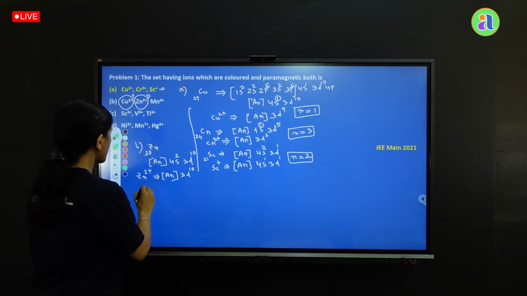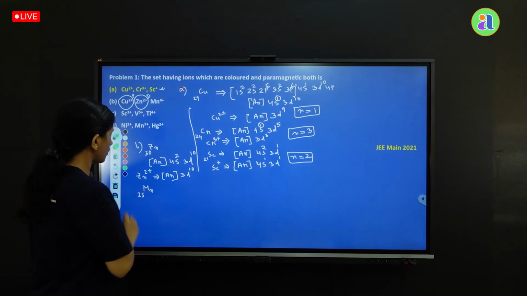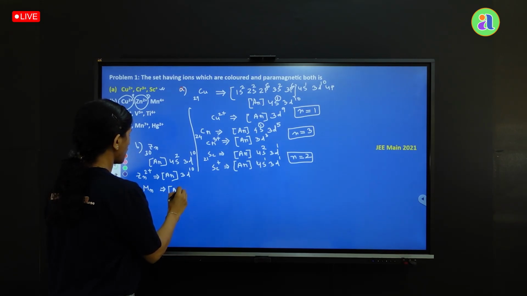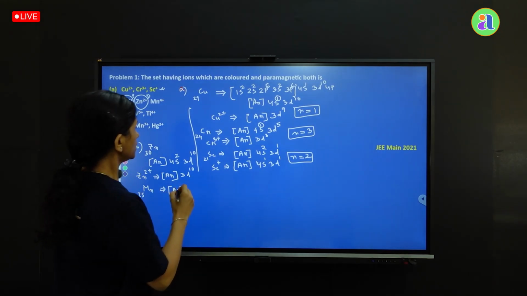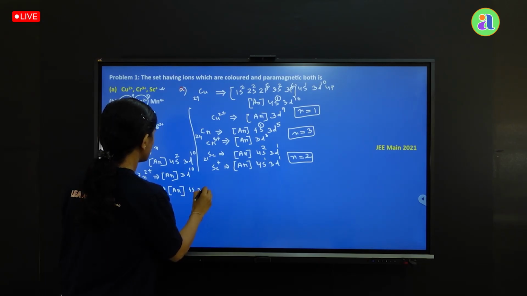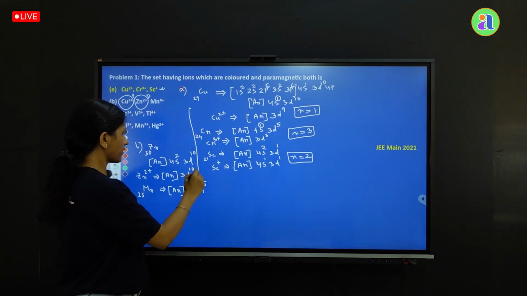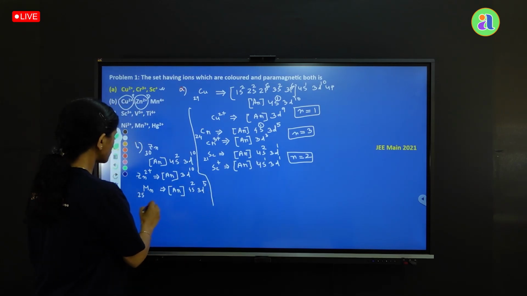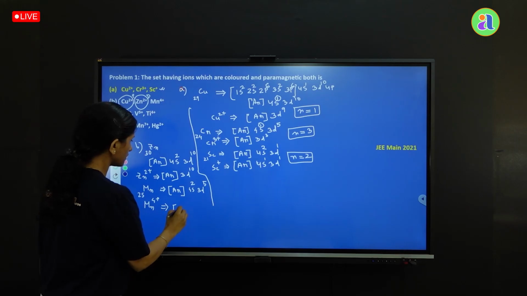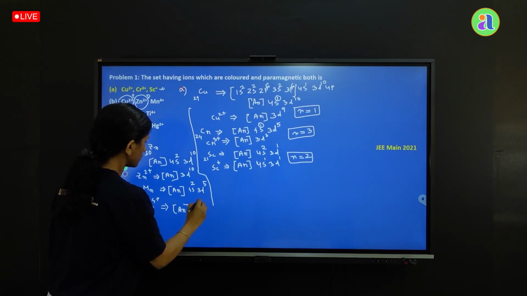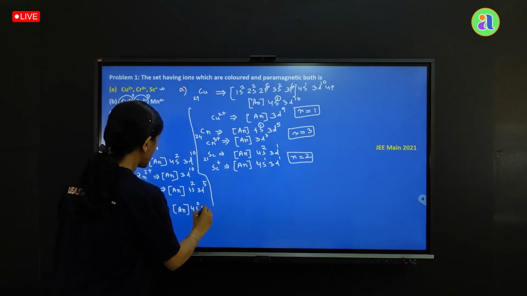We have to consider manganese 4 plus as well. Manganese has atomic number 25, so it will have the electronic configuration of argon and 4s 3d: 18, 20 and 25. Now if you consider manganese 4 plus, you will end up with argon 3d3.